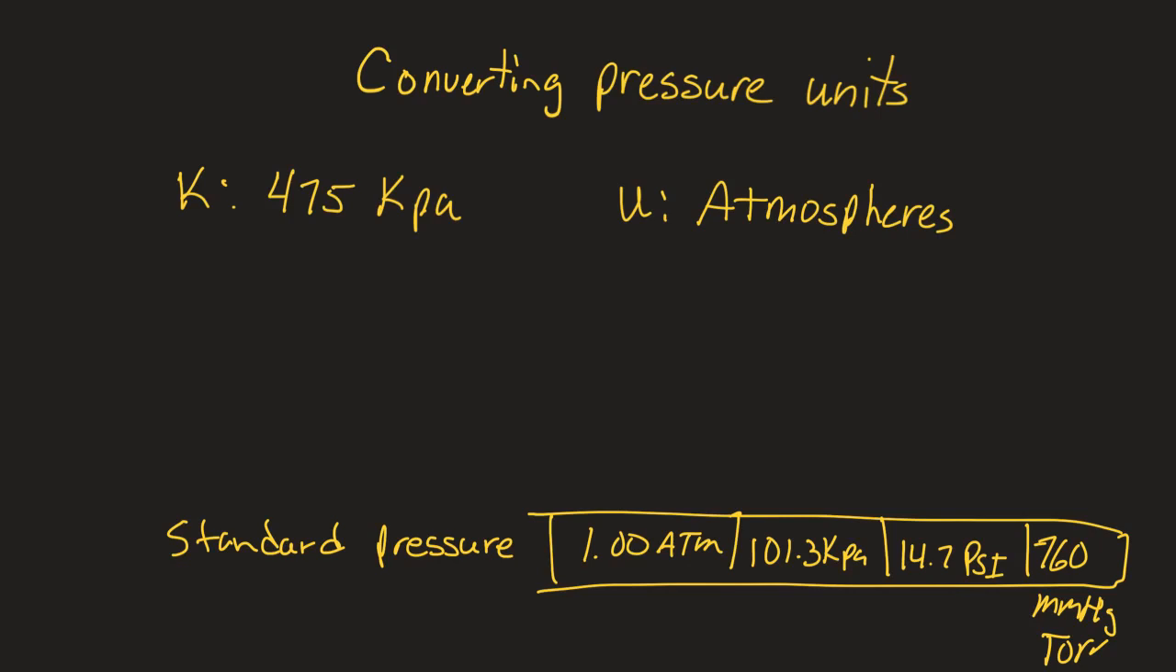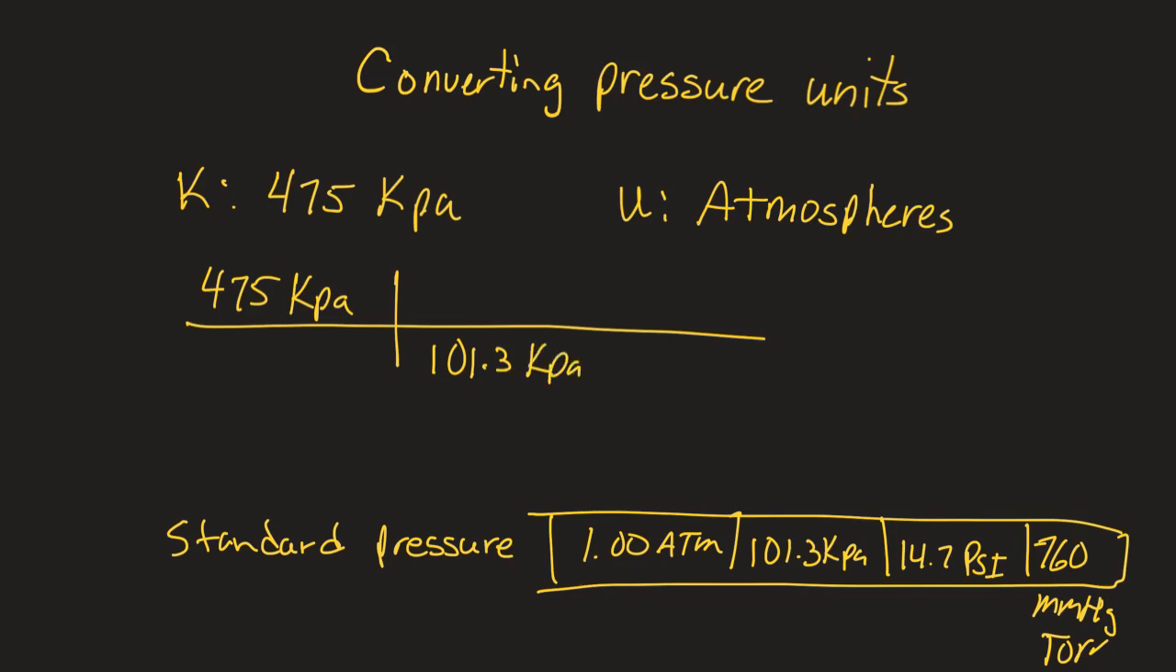1 atmosphere equals 101.3 kPa. 1 atmosphere equals 14.7 psi. And 1 atmosphere equals 760 millimeters of mercury. So when we're converting this, we're going to start like we always do with our known. Put it in the top of our table. If I have kPa on the top, I'm going to need kPa on the bottom. 101.3 kPa, I'm getting my right here. These are equal to each other to 1.00 atmospheres.